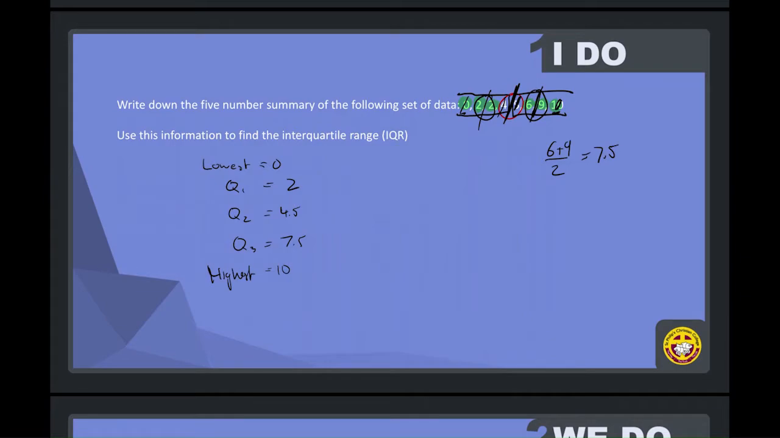Alright, and the last thing we're asked to find is the interquartile range. Now, a couple of lessons ago, you guys were finding something called the range, which was the highest number minus the lowest number. You might be able to guess the interquartile range is just the highest quartile minus the lowest quartile. In this case, it's 5.5.